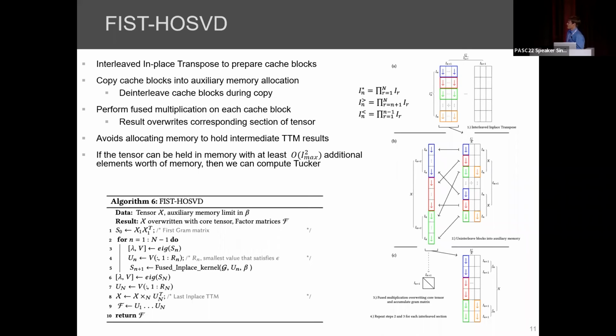So the resulting algorithm looks very similar to the FIST-HOSVD, except that instead of our fused kernel, we have our fused in-place kernel. And once again, the advantage of this is that we can avoid allocating memory to hold the intermediate TTM results. And thus, if we have at least the square of the largest dimension in memory, then we can compute Tucker. So let's quickly go over some experimental results.